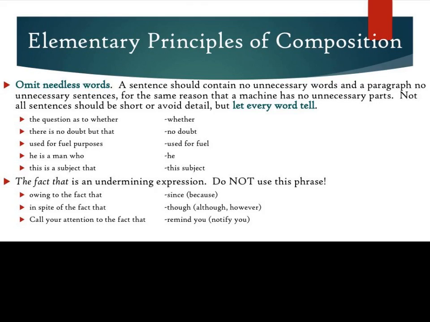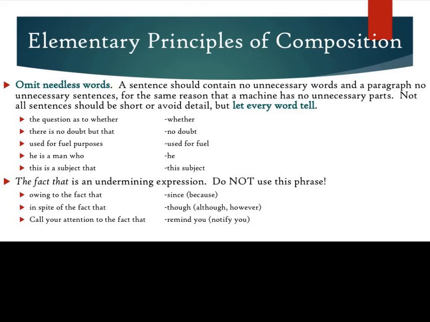But I believe probably the most common word phrase that you guys write is the fact that. That's a rather undermining expression. Do not use this phrase.